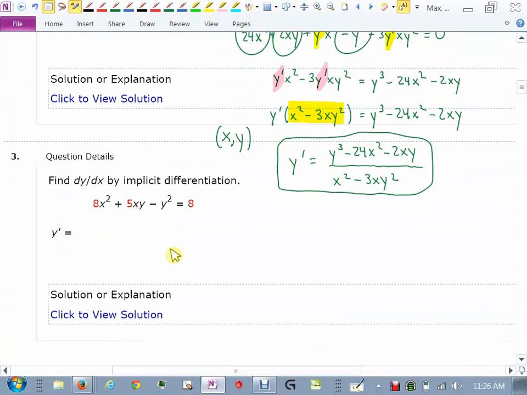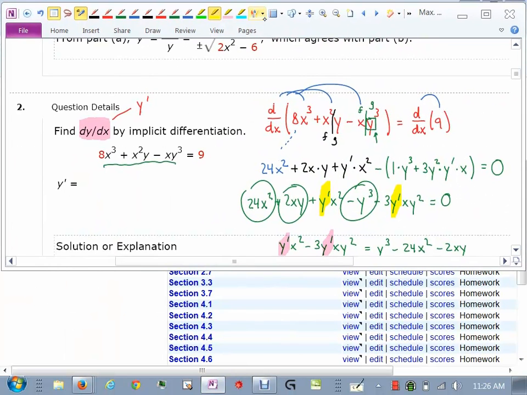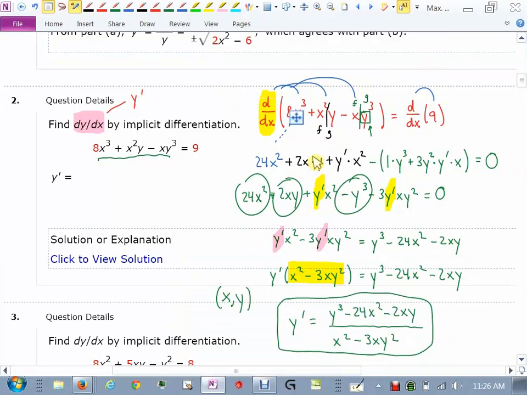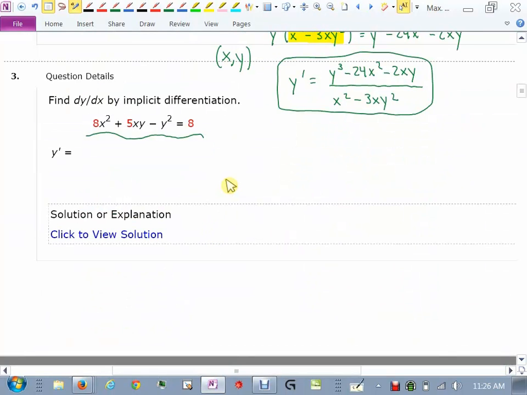Okay, number 3. So for number 3, again, we cannot isolate y easily. So what I like to do here is I like to stop using the d dx thing from up here. So I just start taking the derivative mentally. So what is the derivative of 8x squared with respect to x? Well, that's just going to be 16x. Then I have plus. Now here's a constant. Well, you know what? I'll leave the constant there. I'm going to split this right down the middle.